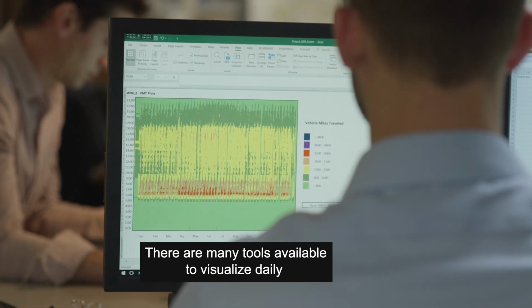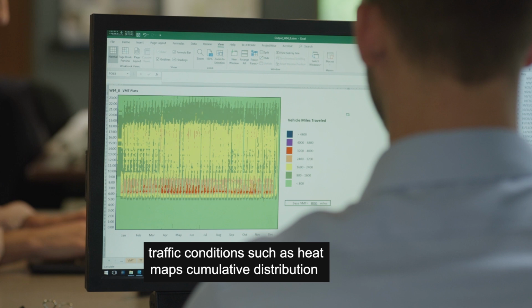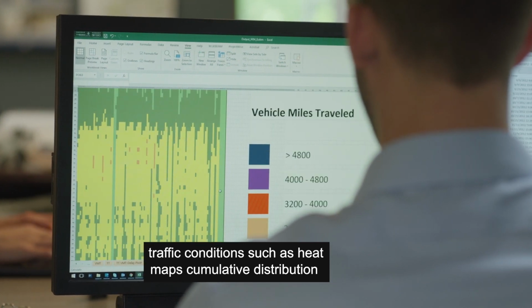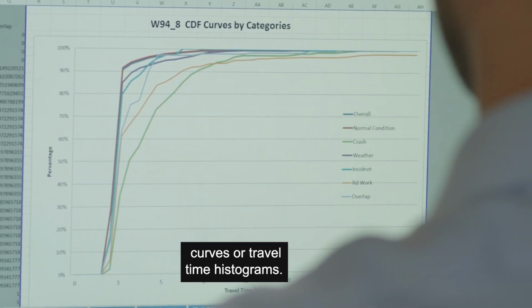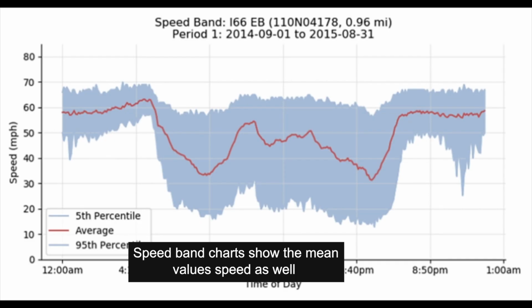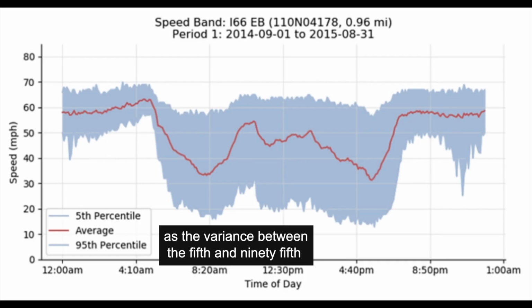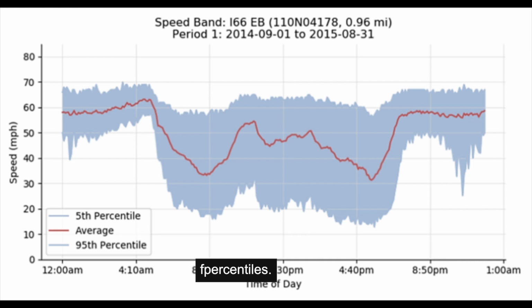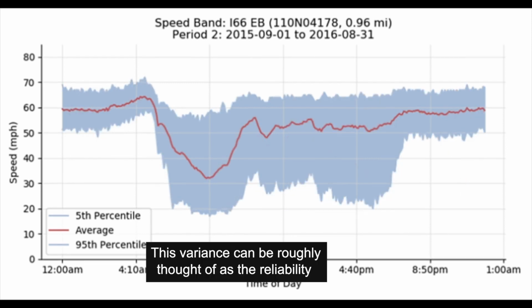There are many tools available to visualize daily traffic conditions, such as heat maps, cumulative distribution curves, or travel time histograms. Speed band charts show the mean value speed as well as the variance between the 5th and 95th percentiles. This variance can be roughly thought of as the reliability of the facility.